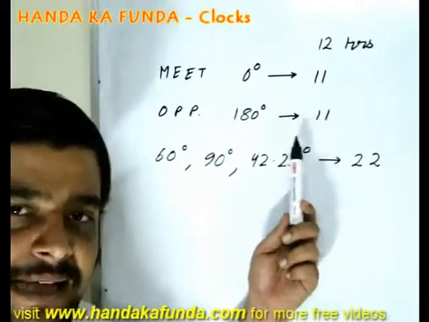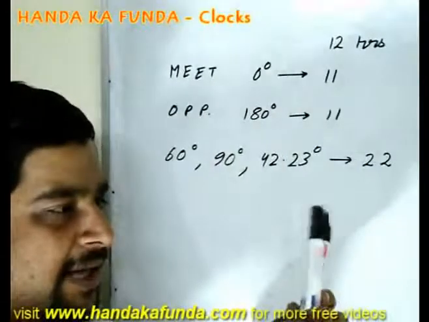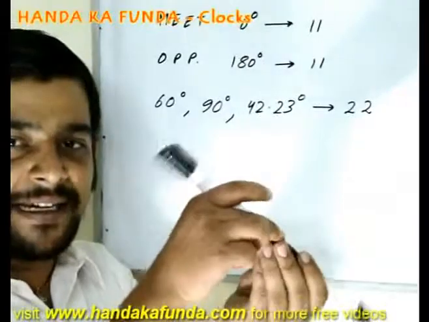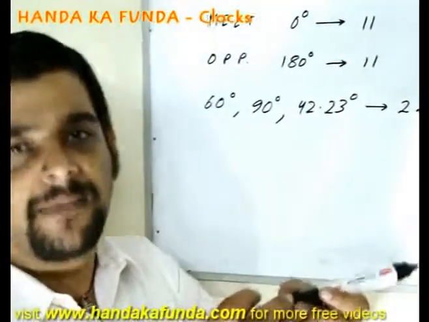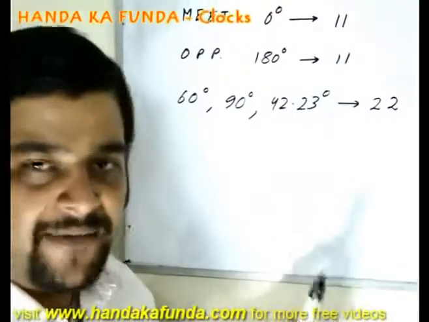Opposite, 180 degrees, is exactly the same as 0 degrees. Why? Because there is only one overtake. There is only one 180 degrees between any set of hours. From 5 to 6 there will be one 180, between 4 to 5 there will be only one 180. So that will also be 11 times.